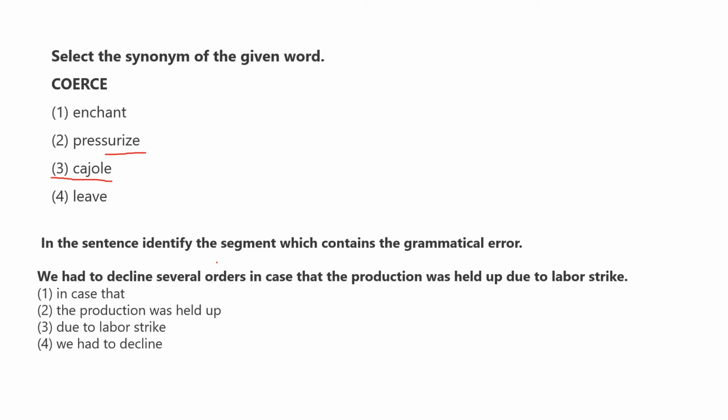In the sentence, identify the segment which contains the grammatical error. We had to decline several orders in case that the production was held up due to labor strike. We had to decline several orders in case. So you can say that this "that" is extra that has been used here. Or I can say this "that" is superfluous. This "that" should not be used here because "in case" itself is showing the scenario of what will be the result. Okay, so several orders in case the production was held up due to labor strike.